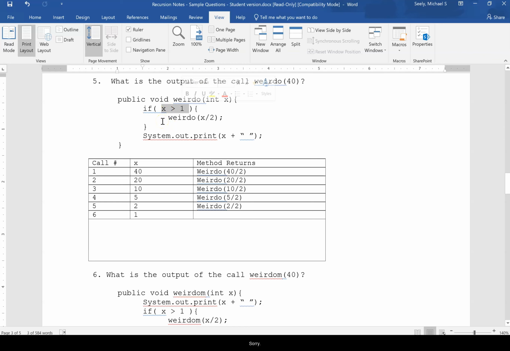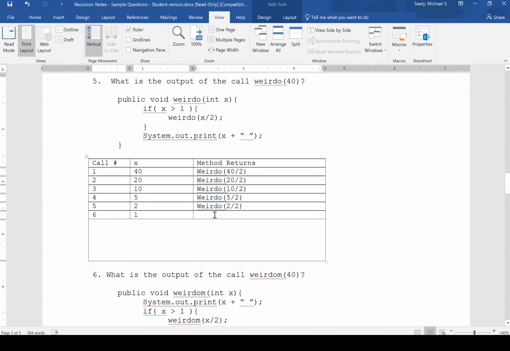Wait. Sorry. No, it's not, so we skip it, and then we print our s.o.p, and it prints 1. Okay. 1 plus a blank, basically.